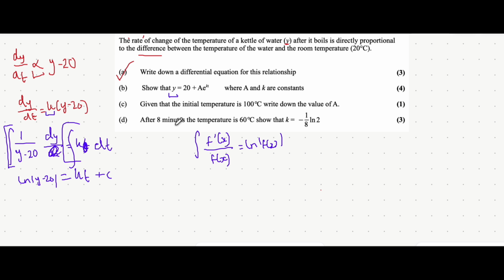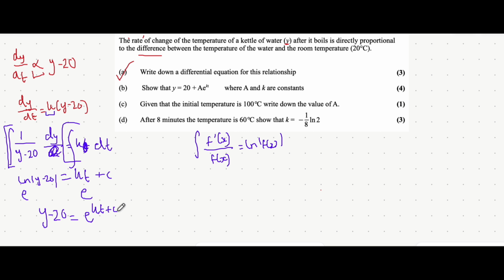In the expression that it wants us to show, there's only a y, whereas here we have an ln function involved. So what we have to do is apply a power of e, because e to the power of ln y minus 20 would just be equal to y minus 20 for the left hand side. If you'd like me to explain this logarithm rule, just let me know in the comments and I'll make a separate video about that. But the right hand side, you can write that out as e to the power of kt all plus c.